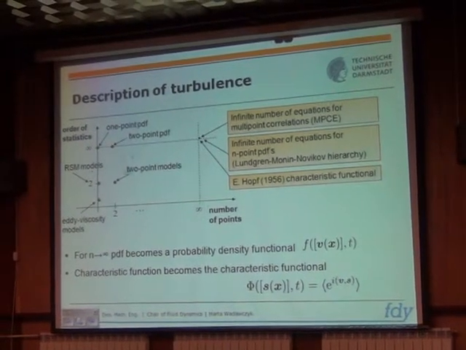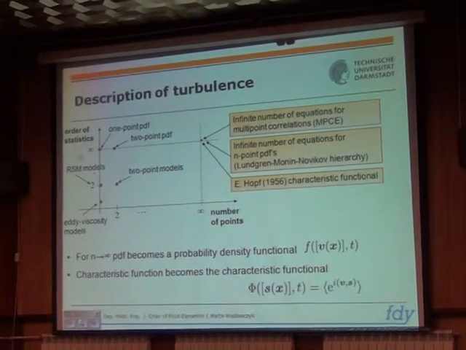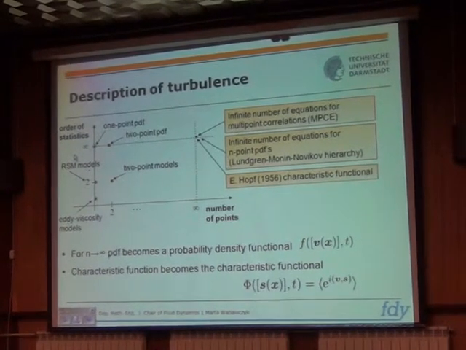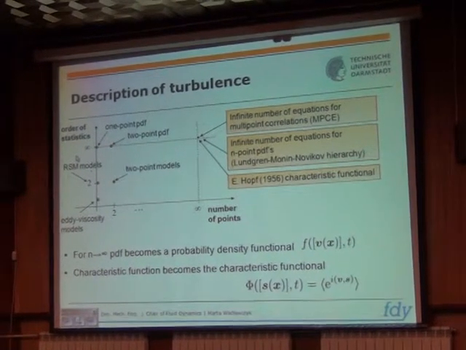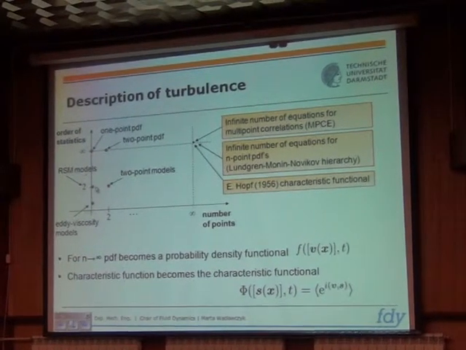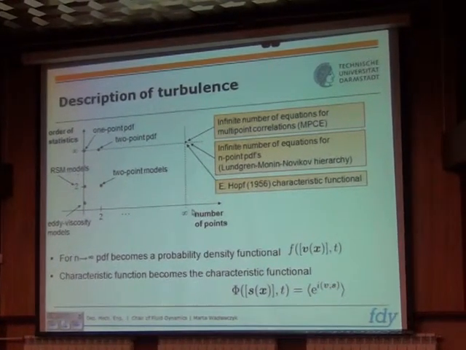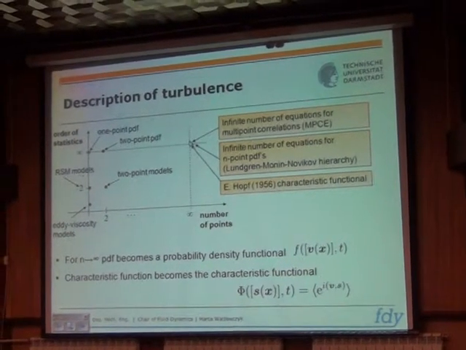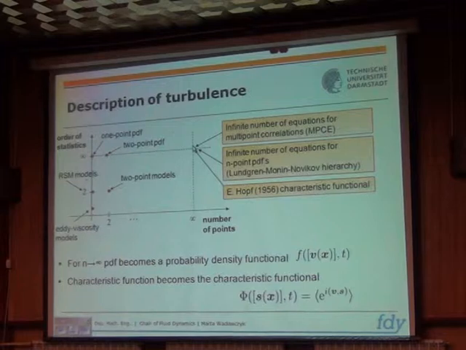So in fact, all the turbulence models give only a very limited description of the turbulent field. Now if we let the number of points go to infinity, and the order of statistics go to infinity, we obtain the full description of Navier-Stokes.